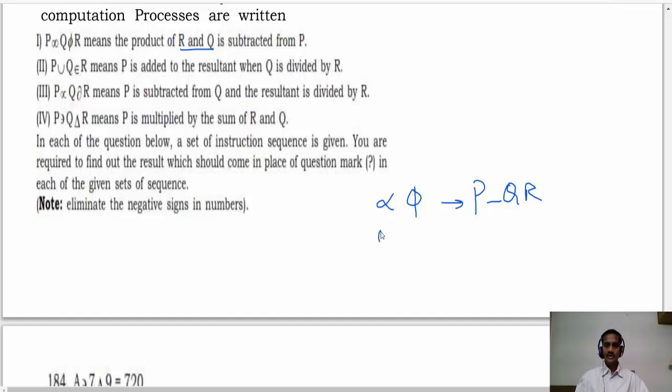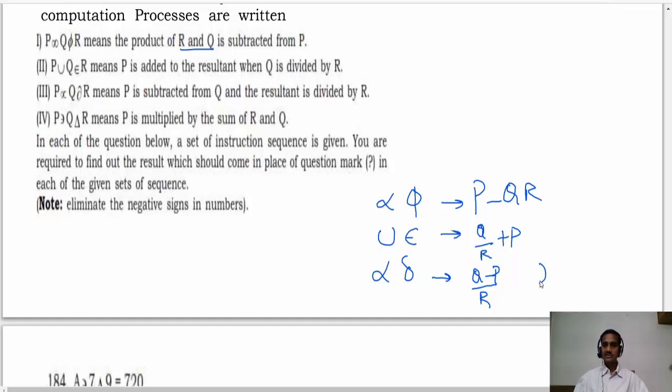And the next one. Now P is added to the resultant of Q when divided. Q is divided by R. Q divided by R plus P. Okay, Q divided by R plus P. Next one, alpha and now this theta. Now in this one, P is subtracted from Q and the resultant is divided by R. P is subtracted from what? Q minus P and the resultant is divided by R.